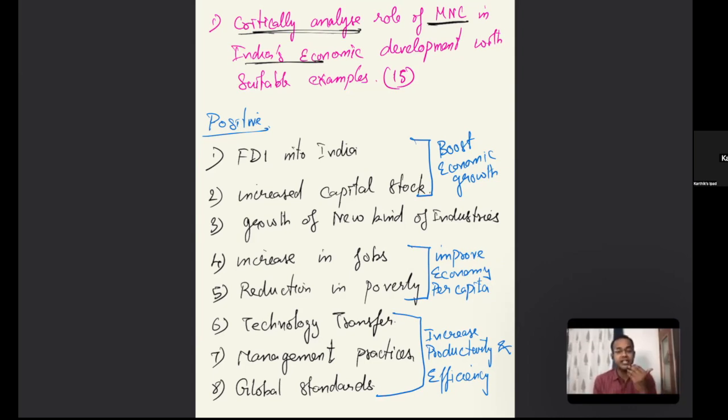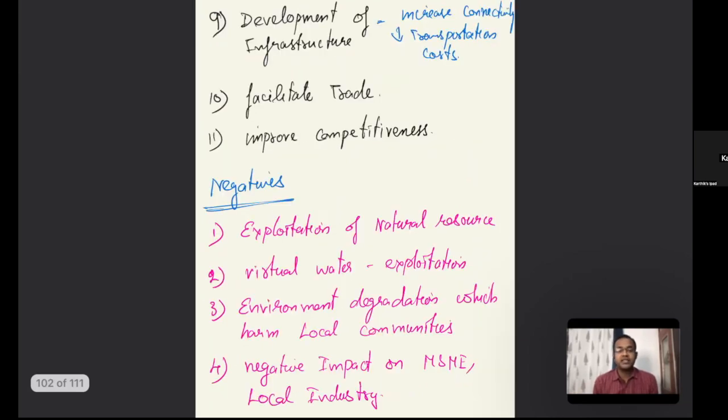There are management practices. For a longer period of time, we had largely only public sector undertakings. One of the major issues of certain public sector undertakings is management practices. Whereas the corporate style is being brought in by the MNCs. Global standards have been brought in by the MNCs, which increases productivity and efficiency in the regions.